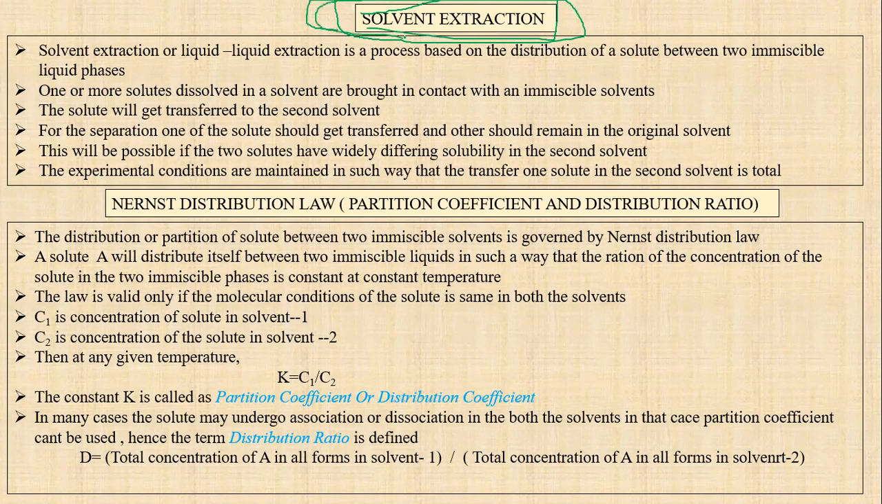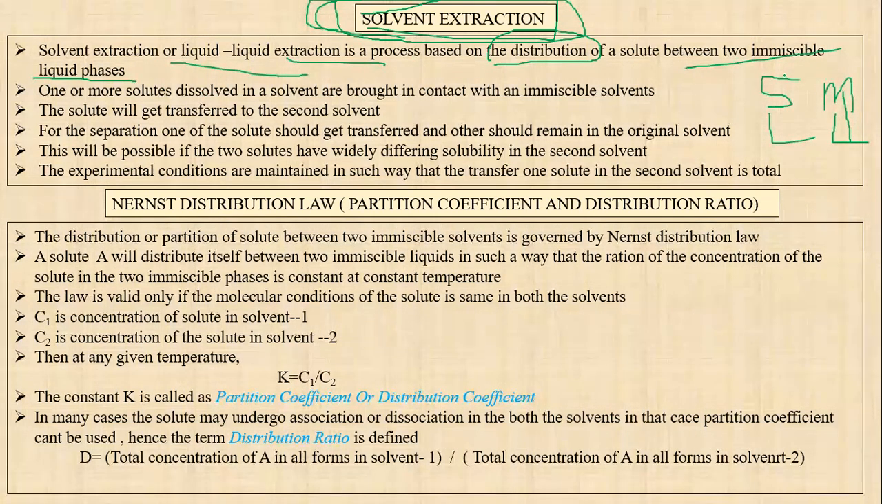The topic is solvent extraction. It is a liquid extraction, and the process is based on the distribution of a solute between two immiscible liquid phases. Between two immiscible liquid phases means the stationary phase is also liquid and the mobile phase is also liquid. Both are here as liquid, hence the name liquid extraction.